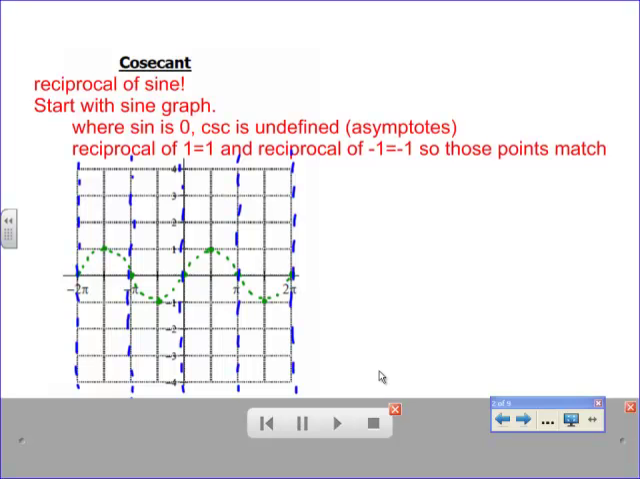Any place we had positive 1, it stays positive 1. Any place we had negative 1 is still going to be negative 1. And we branch away from that curve to draw our new cosecant curve.